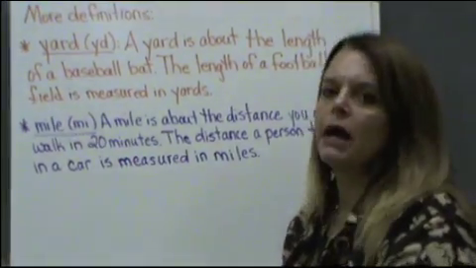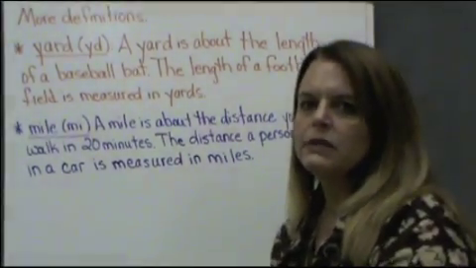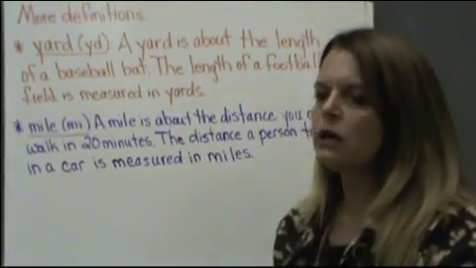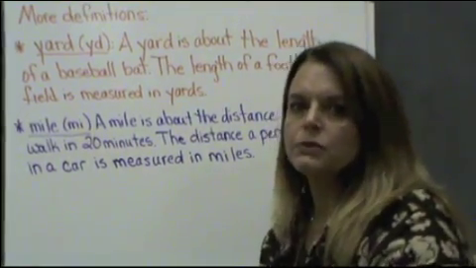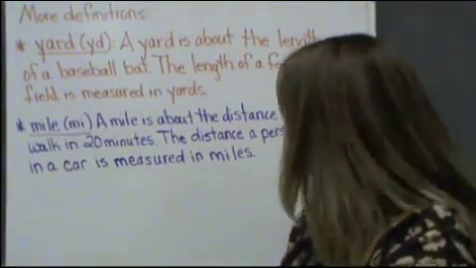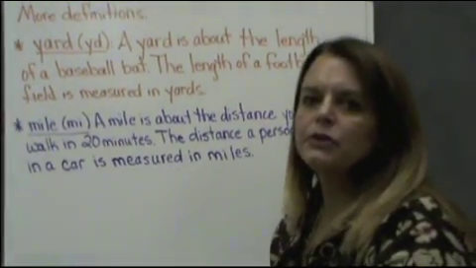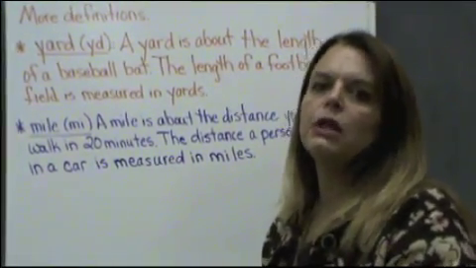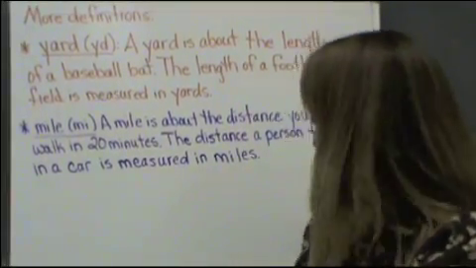The last one is a mile. A mile is about the distance you can walk in 20 minutes. Now, that's the average person keeping on walking, not just strolling along and not jogging. Some people can run a mile in 4 minutes or 6 minutes. But just a casual walk, in about 20 minutes you can go about a mile. The distance a person travels in a car is measured in miles. So between here at school and your home, you would tell me how many miles you live from school.